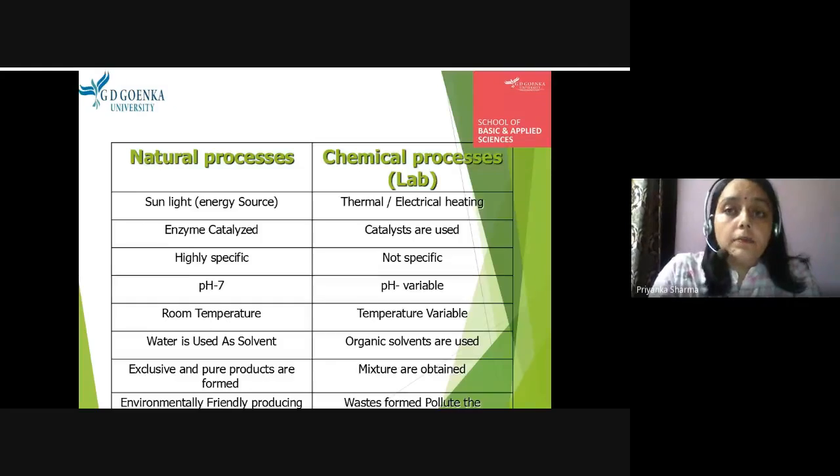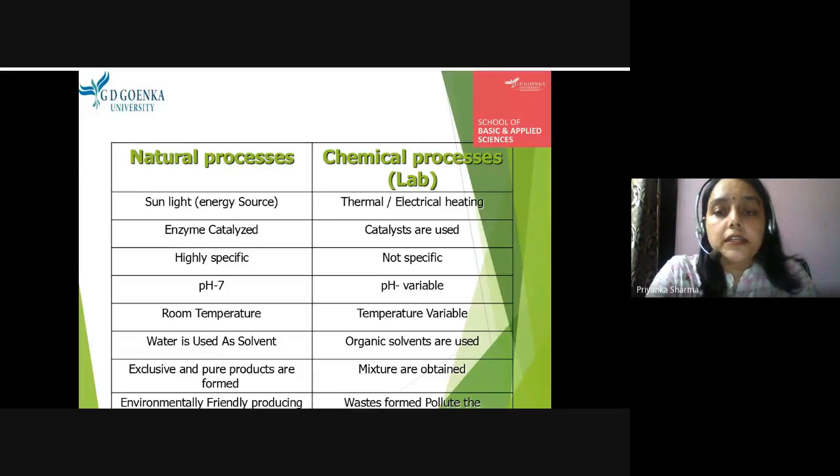If I talk about any chemical manufacturing which we are doing in the laboratory, as I said, a large amount of waste is getting generated, which leads to pollution in the air.